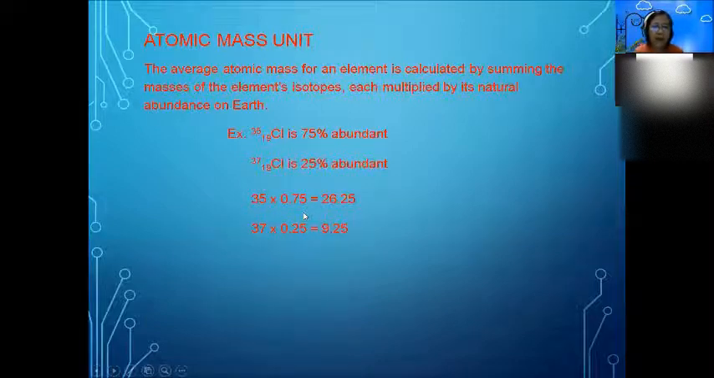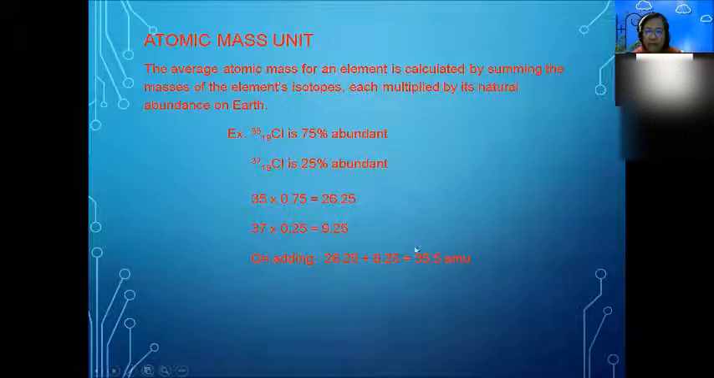So, following this operation, 35 times 0.75. Where does that come from? From chlorine 35, and that is 75% abundant. So, this gives you 26.25. 37, from here, times 0.25, from here, you have 9.25. Adding the two, this gives you 35.5. And this is the atomic mass unit that you can find in your periodic table.